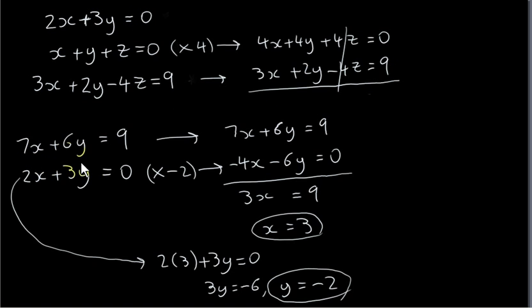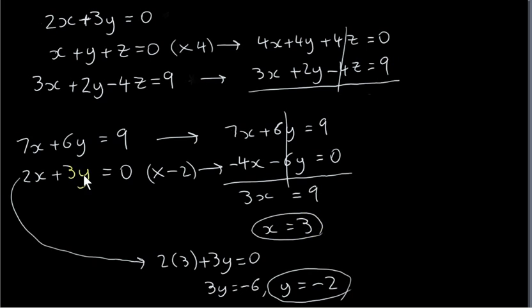Now here I'm showing the solution between the equation we got by eliminating z from these two and the top equation, 2x plus 3y equals 0. So we have two equations and two unknowns. If you multiply the second equation by minus 2, we get minus 4x minus 6y equals 0. Add it to the top equation, so y will cancel out. 7 minus 4 is 3, 9 plus 0 is 9, so we get x equals 3.